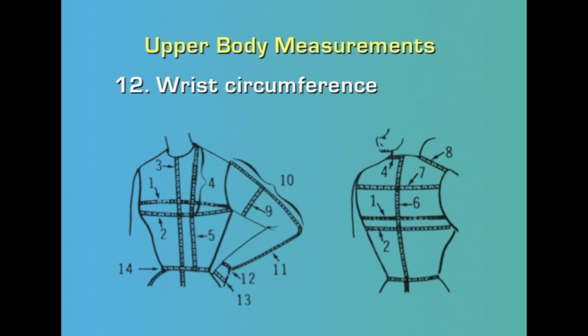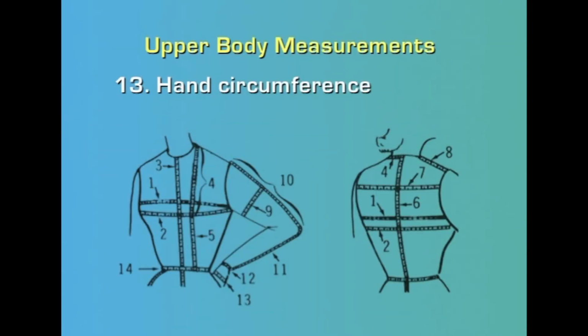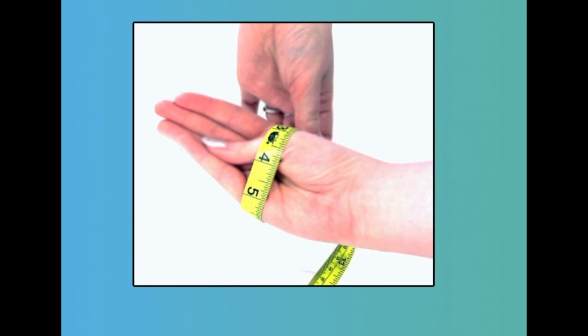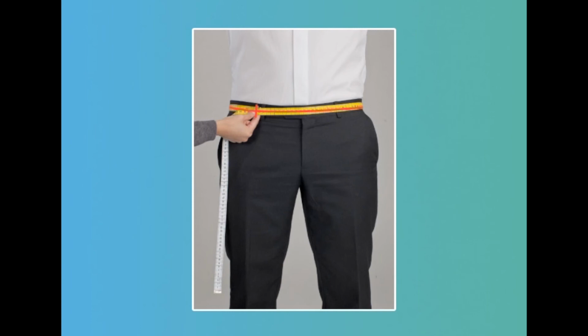Wrist circumference. Measure around wrist below the wrist bone. Hand circumference. Touch thumb to little finger, then measure at the position of greatest circumference. Lower body measurements. These include waistline. Measure waist circumference. Allow enough ease for comfort in wearing finished garment.